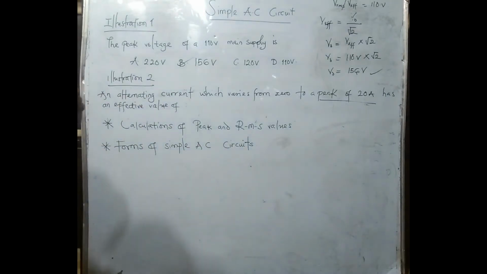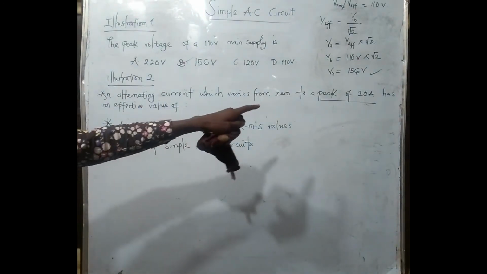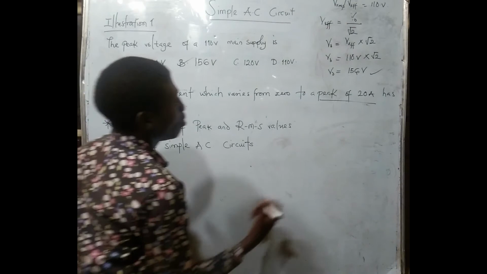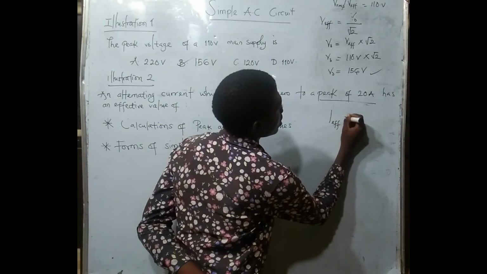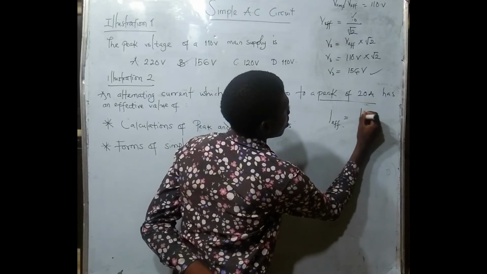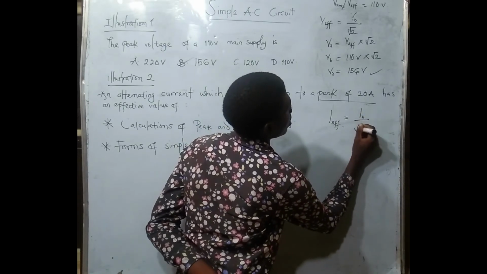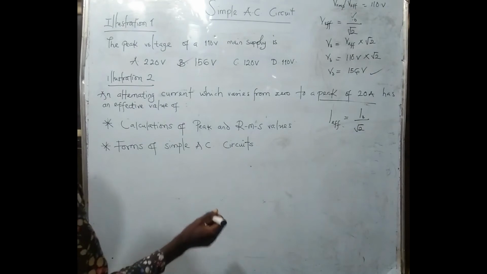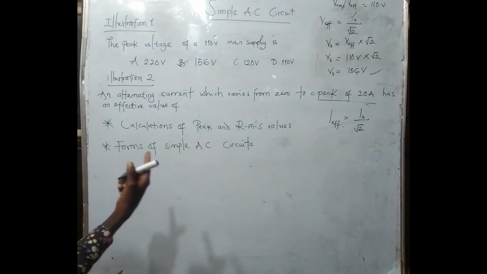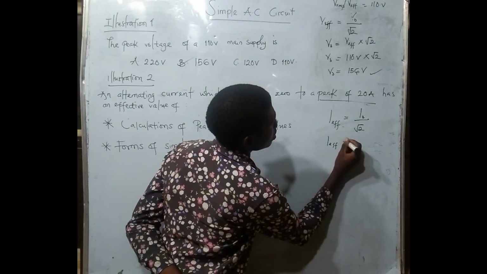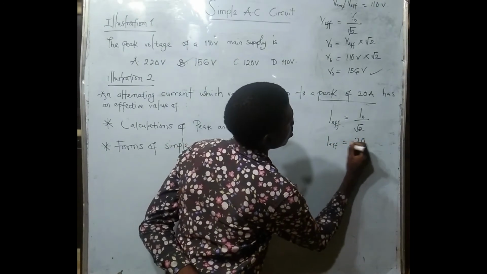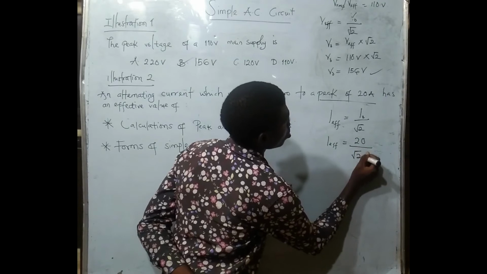Our peak current now is 20 amperes, and we know that the relationship is I effective equals our peak current over square root of 2. So in this case, what we are looking for is our effective value. That way we have I effective equals 20 all over root 2.